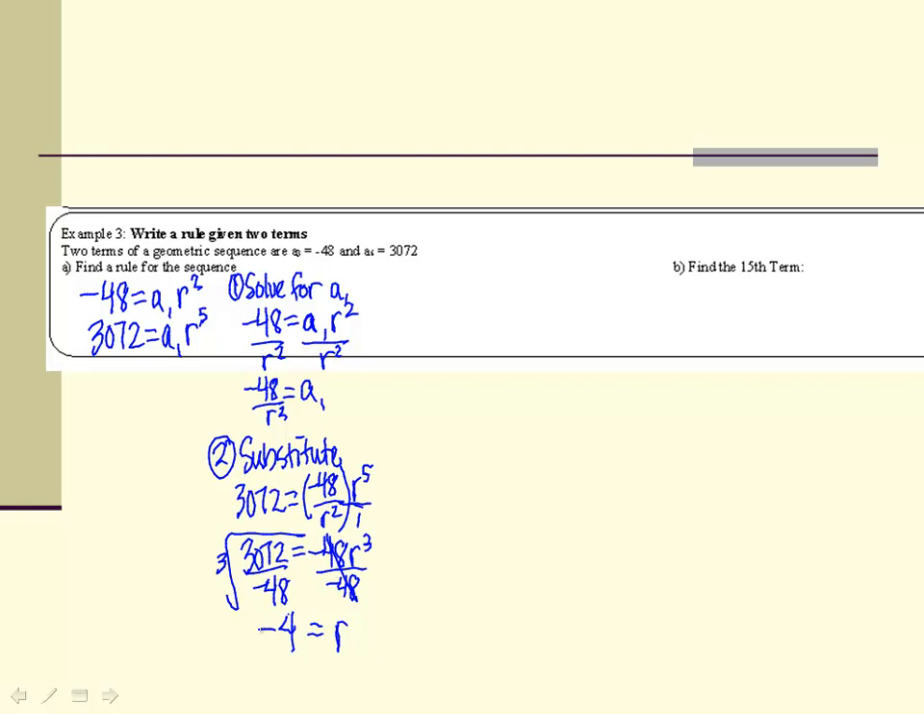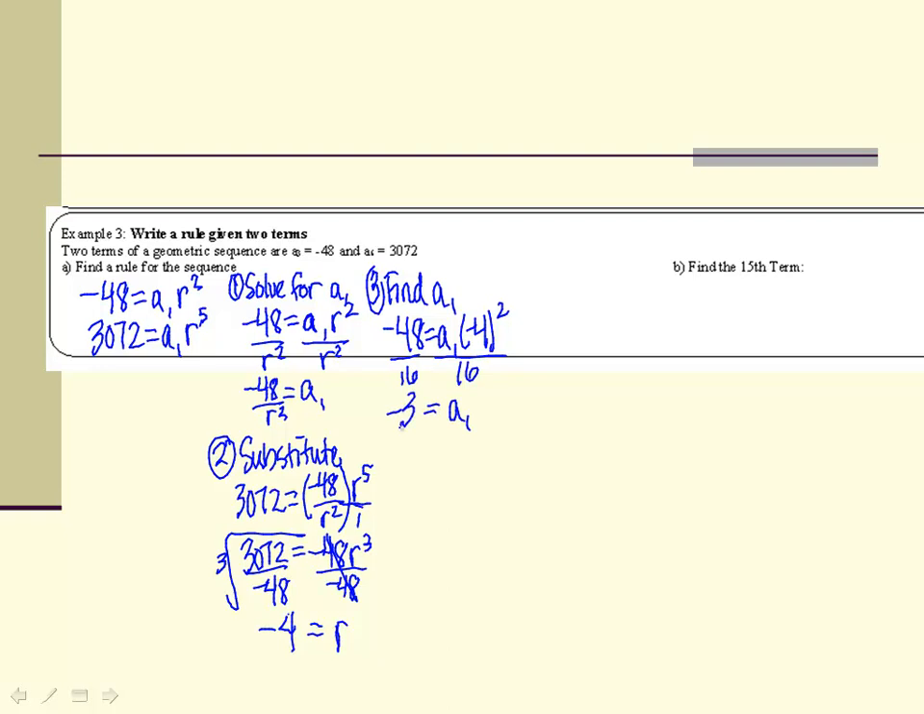Now that we've found r, just like any system, we have to plug r back into either of the equations to find a sub 1. So our third step will be to find a sub 1. So we'll use negative 48 equals a sub 1 times r, which is negative 4, to the second power. Negative 4 squared is 16, so to get a sub 1 alone, I'll divide both sides by 16. And a sub 1 equals negative 3.